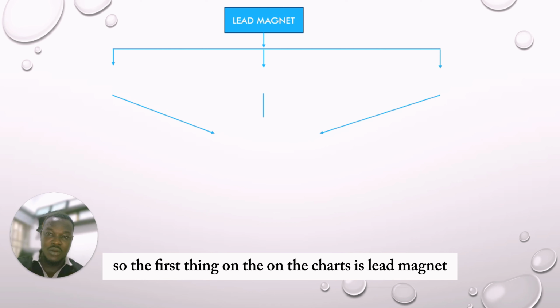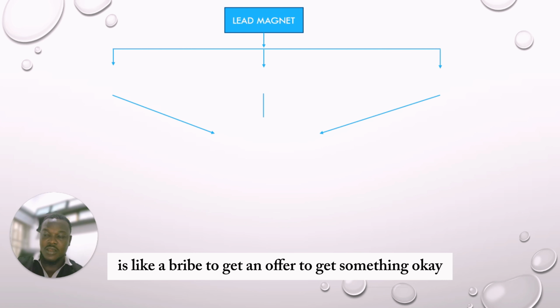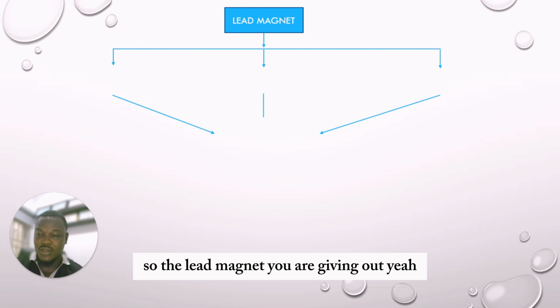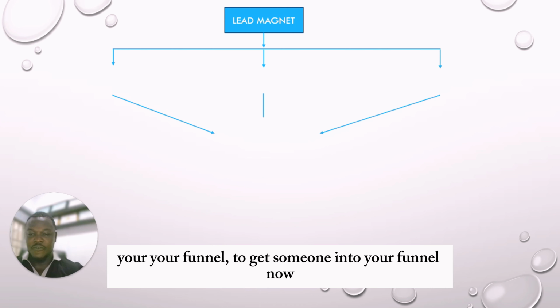Okay, so the first thing on the chart is lead magnets. So what's a lead magnet? Basically it's a free offer, like a bribe to get someone into your funnel. You get someone into your funnel.